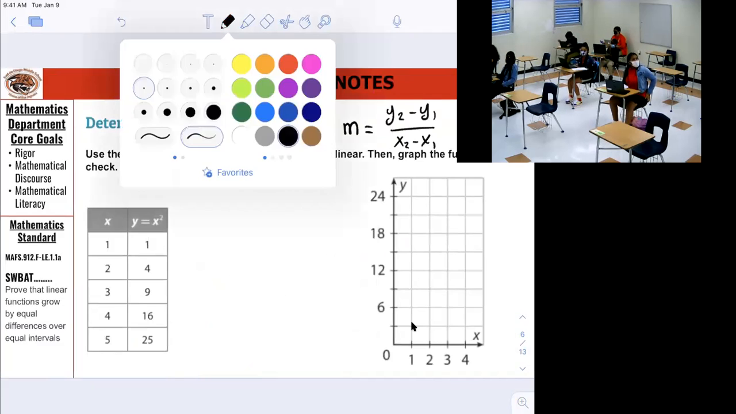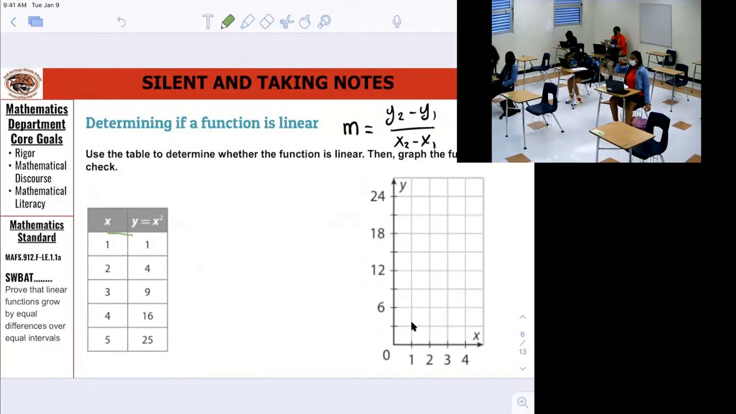I'm going to check the first 3 points, and then I'm going to graph it to see what it looks like. So starting with the first 2 points, m equals y2 minus y1. So that's 4 minus 1. And then x2 minus x1. So that's 2 minus 1. 4 minus 1 is 3. 2 minus 1 is 1. So I get 3.